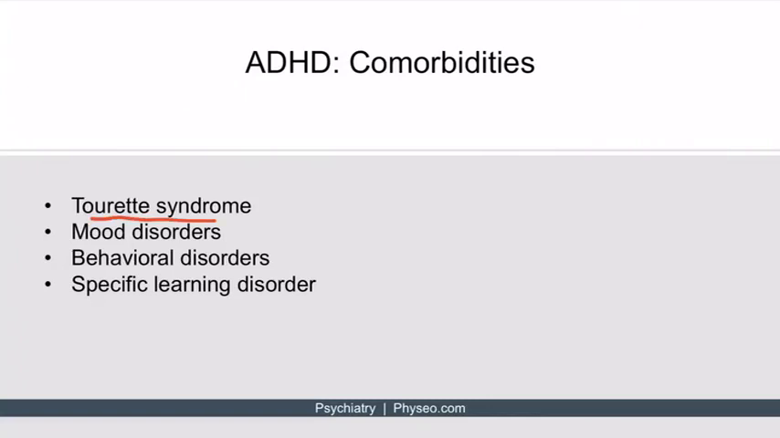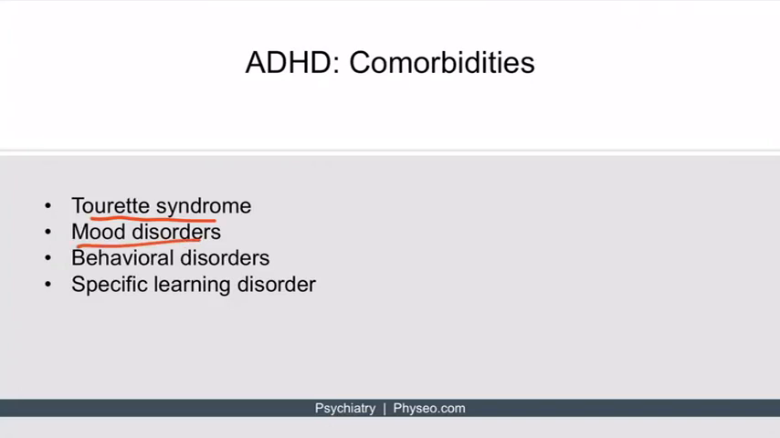So if there is a child with verbal tics and face or shoulder tics who also has a hard time in school due to the inability to focus, Tourette syndrome with ADHD should be thought of because of the presence of tics. Another frequent comorbidity are mood disorders involving anxiety or depression.